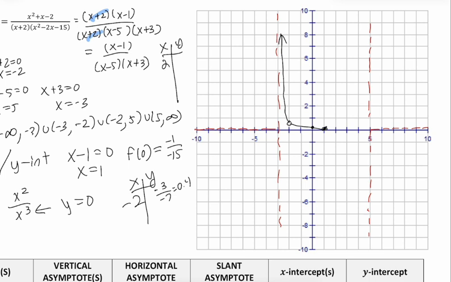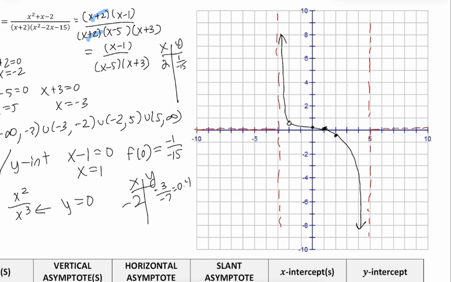So if we plug in 2, we get 1 on top. We get negative 3 times 5, or negative 15 on the bottom. So at 2, we're at that negative 0.4. And so we're going to go downward. Okay, so that's what that middle section is doing.